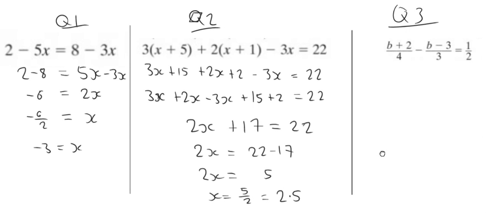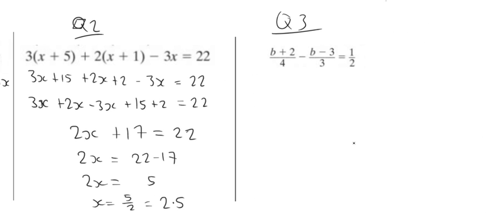Our last question then, our denominators here are 4, 3 and 2. Therefore a number that all of them will go into or divide into evenly would be 12. So I'm going to put everything over 12. We'll make a 12 on the left hand side and the right hand side.